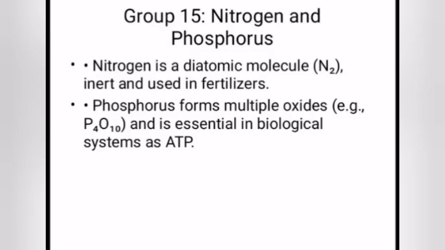Phosphorus, on the other hand, forms multiple oxides. You can see it as P4O10. It has a variable oxidation number, so you see it forms several oxides because of its variable oxidation number. And it is very essential in biological systems. So these are majorly the common group 15 elements.